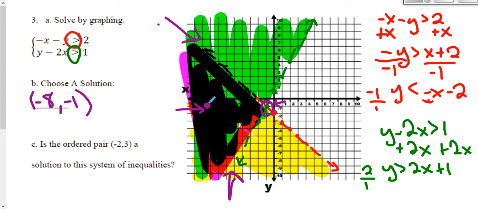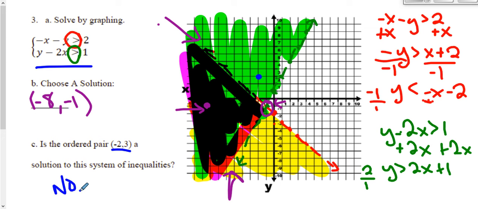The final question here is, is the ordered pair negative 2, 3 a solution? And as you can see, I've made a very big mess of my graph, but negative 2, 3 is this point right here. I can see that it's in the green shaded portion, but it's not in the yellow shaded portion as well. So even though it is a solution to this bottom equation, it is not also a solution to the top equation. So the answer would be no. It is not in the portion that is overlapped by both functions.